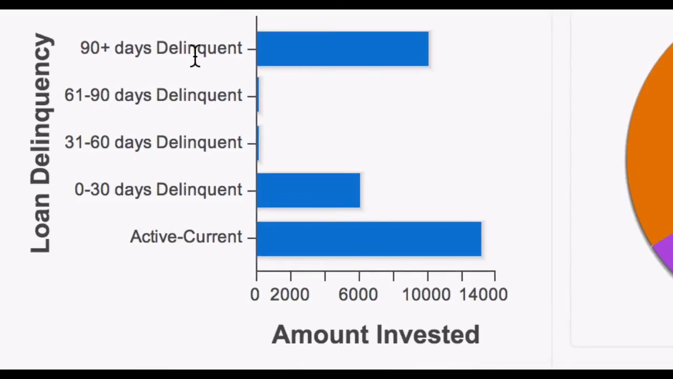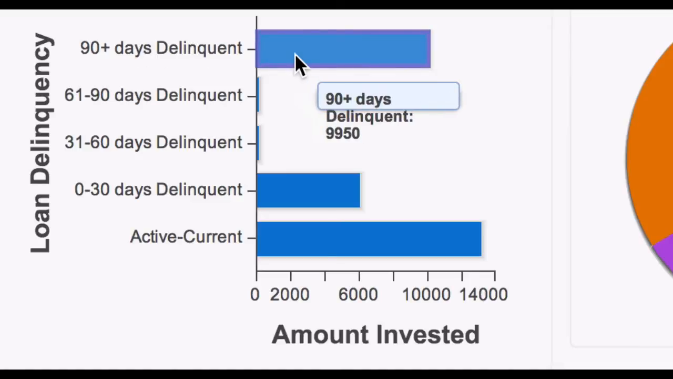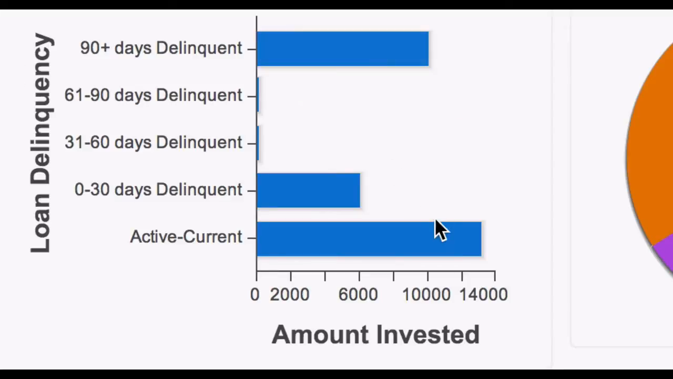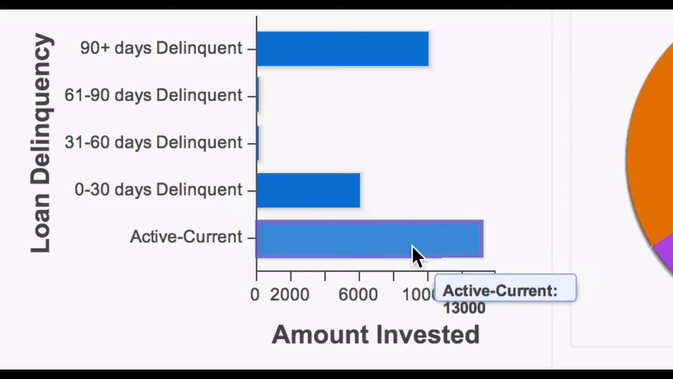We can see here that 90 days plus there's some delinquent loans, and in fact there's $9,950 worth of those delinquent loans, whereas active and current we've got 13,000 that are active and doing the right thing.